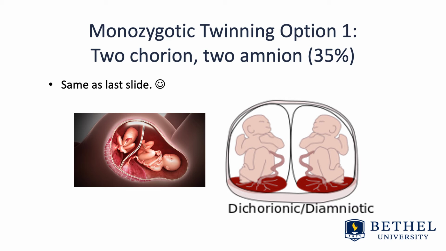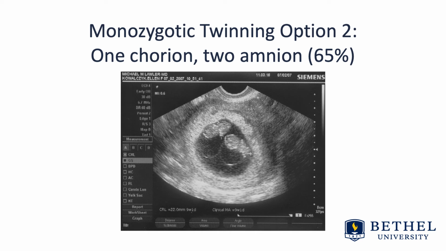So we've got our two chorions, our two amnions, along with our two separate placentas that may appear fused. And again, this is just an early split. So you have one zygote that splits into two separate morulas, so two blastocysts that are implanting separately. And then our next monozygotic twinning option is one chorion with two amnions.